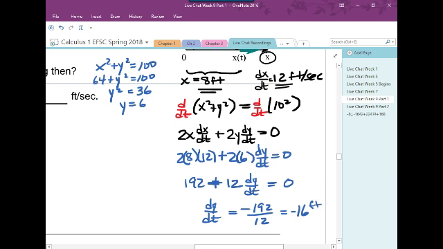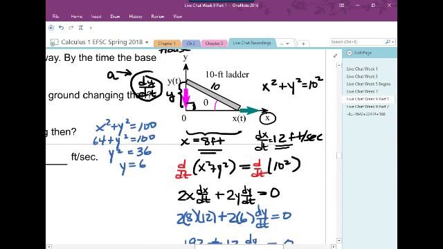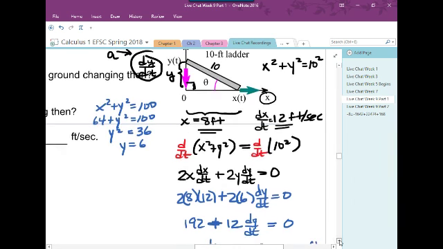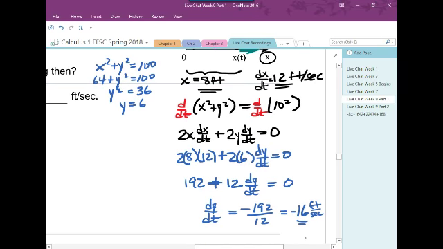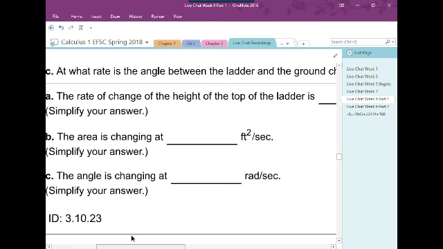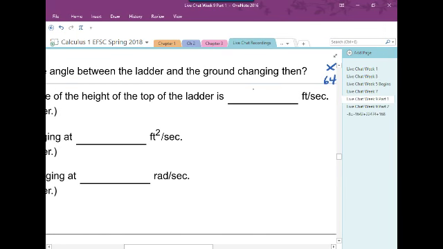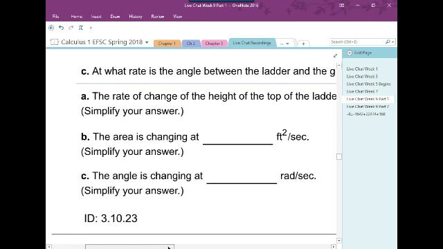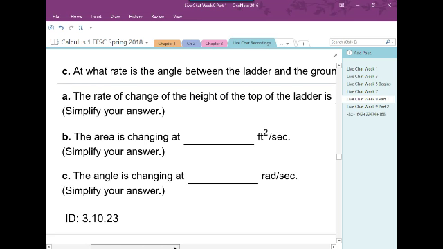Now you might be wondering why we got a negative on a rate. This is still feet per second, but remember the ladder is sliding downwards. So that means that the distance is actually shrinking between the ground and the top of the ladder. So that's why the velocity is negative. All right, so it's a directed velocity. So for part A, the answer is negative 16 feet per second.